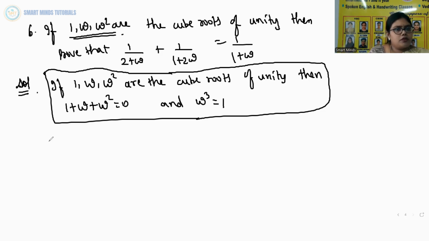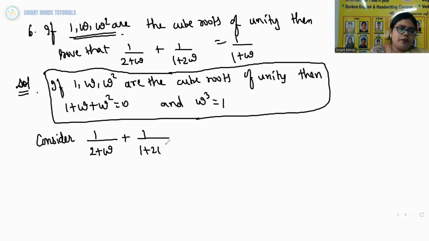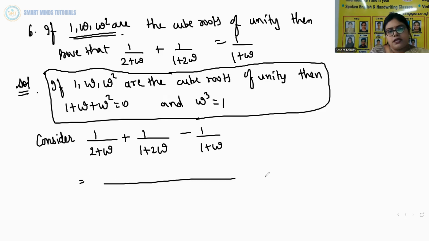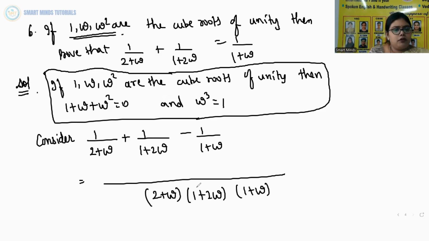Okay. So now what I will take is, consider 1 by 2 plus omega plus 1 by 1 plus 2 omega minus 1 by 1 plus omega. Okay, now I will solve this. First we take the LCM: 2 plus omega into 1 plus 2 omega into 1 plus omega. Now this is the LCM.